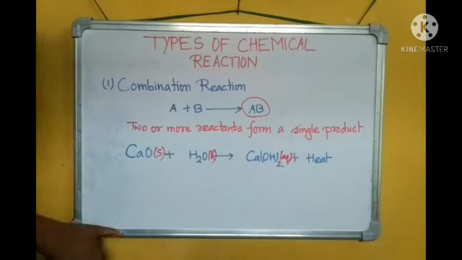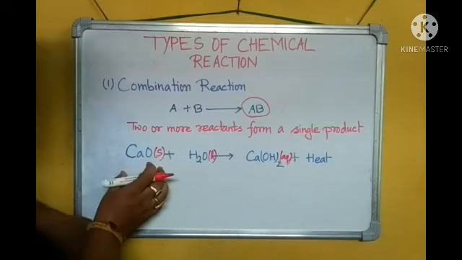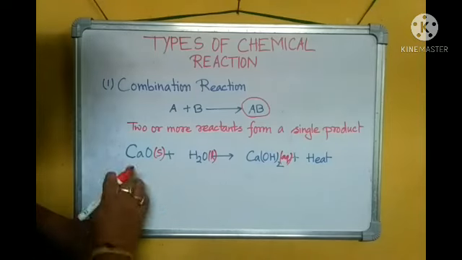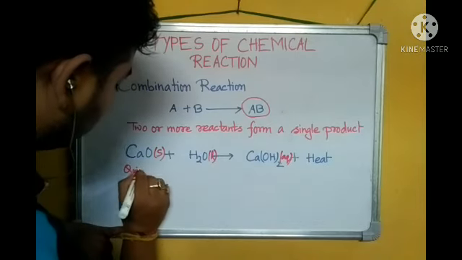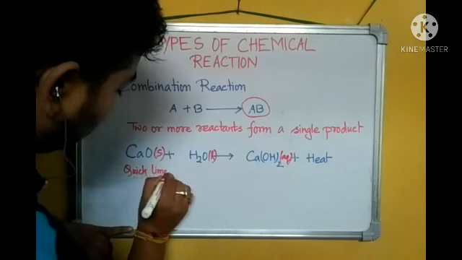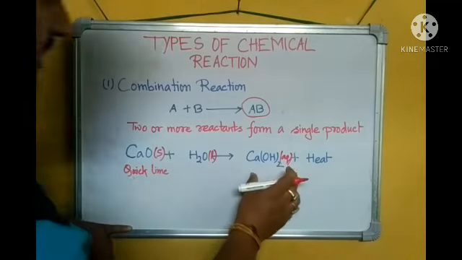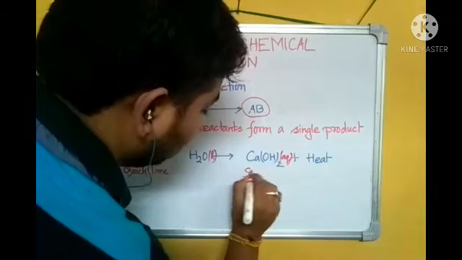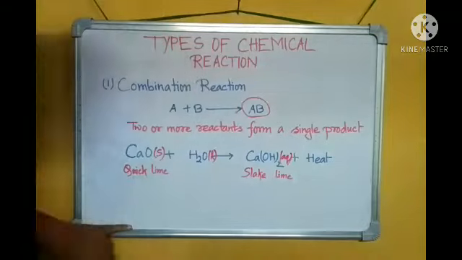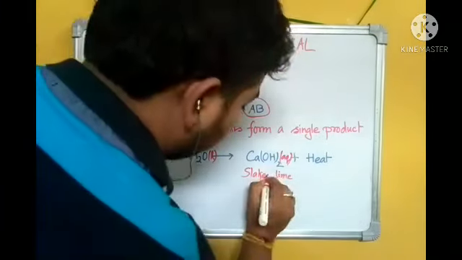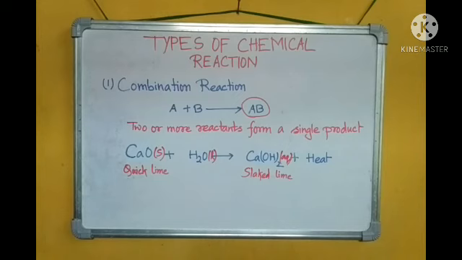Now one more important thing that you have to know: we have some specific names for these. Calcium oxide is also known as quicklime, and calcium hydroxide is known as slaked lime. So these are their common names. Calcium oxide is known as quicklime and calcium hydroxide is known as slaked lime.